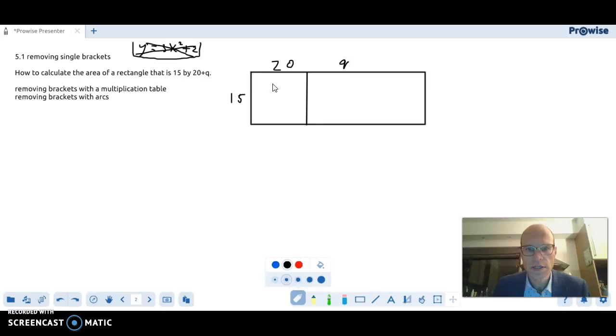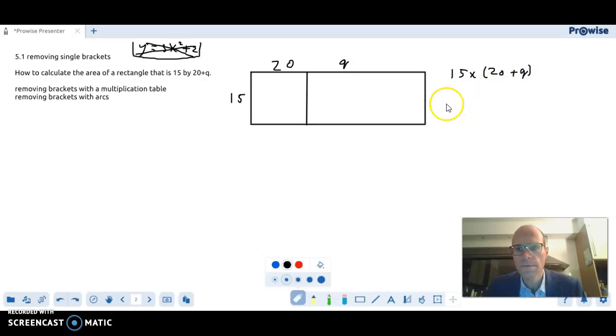First of all, what is one way to calculate the area of a rectangle? It's the width times the height. So we're simply going to do the width, 20 plus q, multiplied by the height. So what will you have? We have 15 multiplied by 20 plus q.